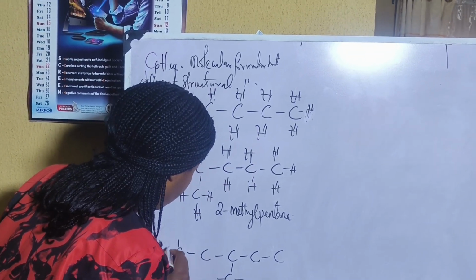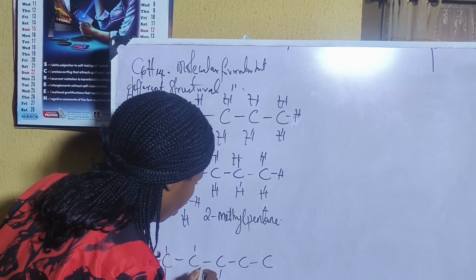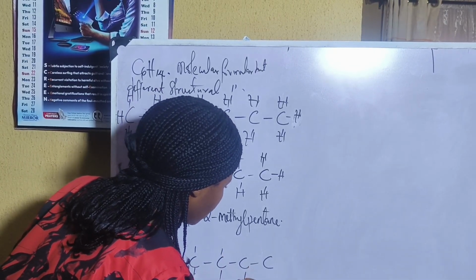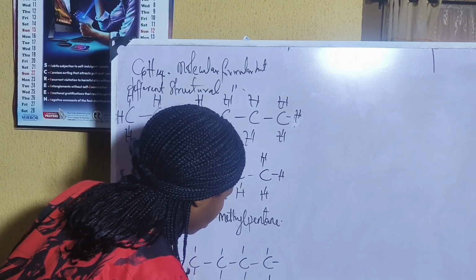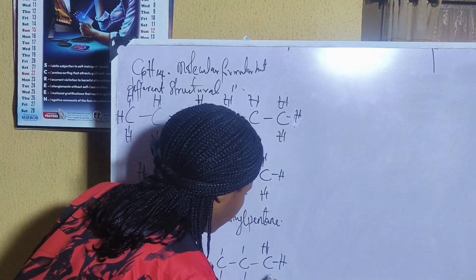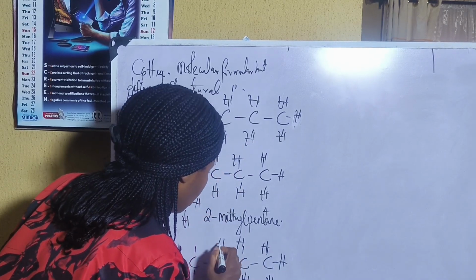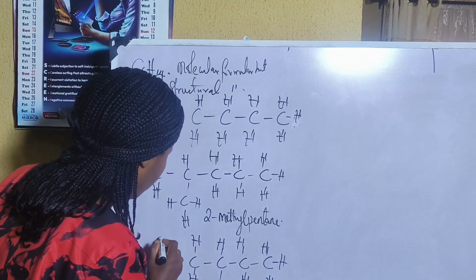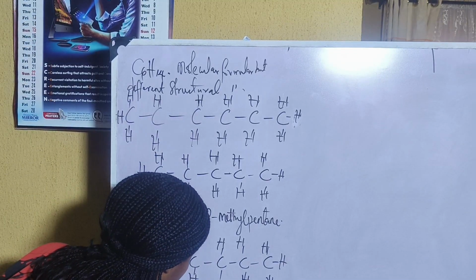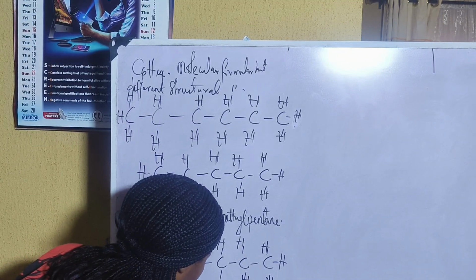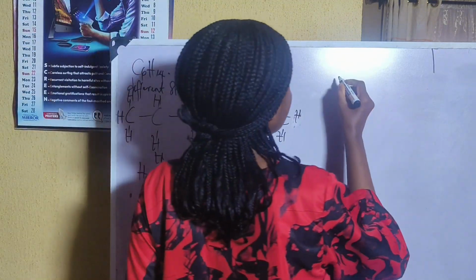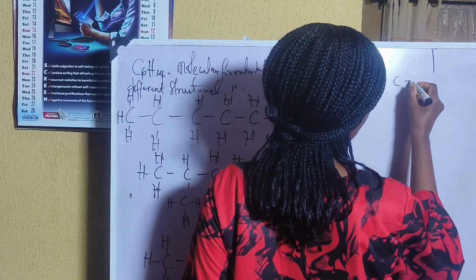So this is what we have. When you count your carbon, it will be 6. Count your hydrogen, it will be 14. Still having the same molecular formula, but different structural formula. So we can see this is 3-methylpentane. I'm done.